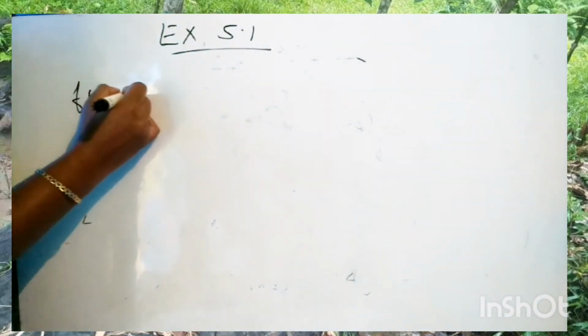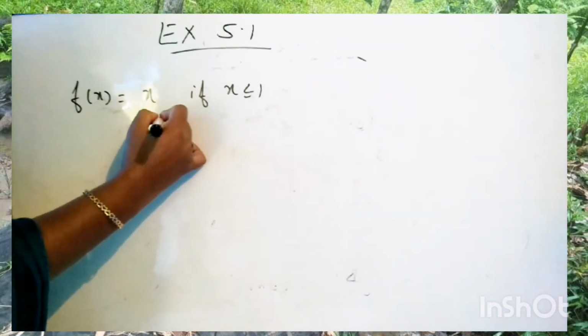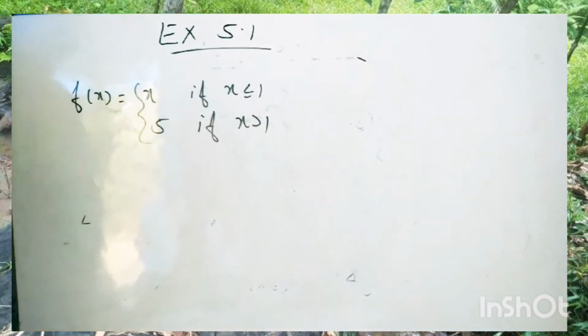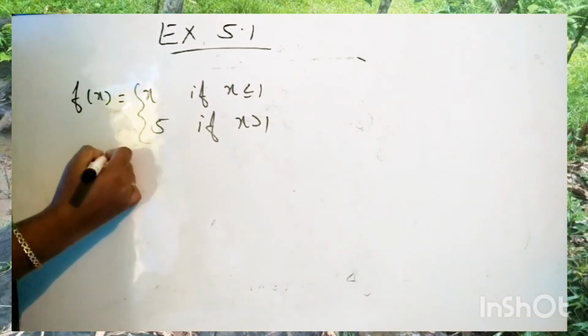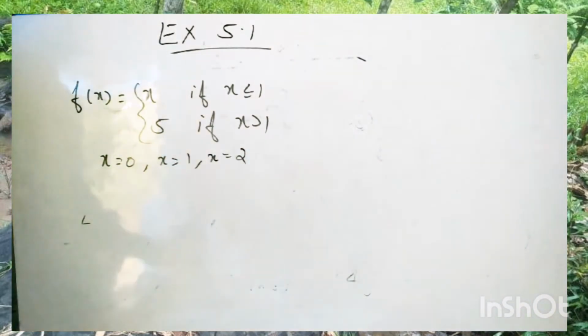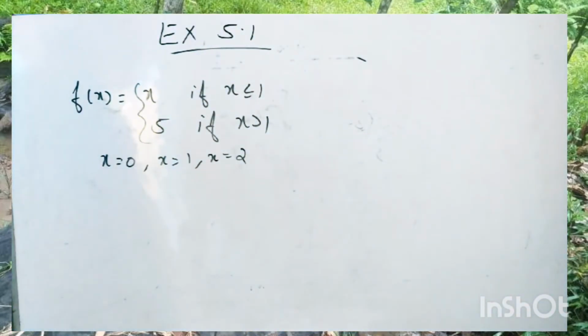f of x is equal to x if x is less than or equal to 1, and 5 if x is greater than 1. This is our function, and we need to check the continuity at x is equal to 0, x is equal to 1, x is equal to 2.